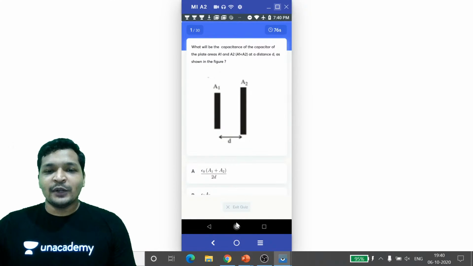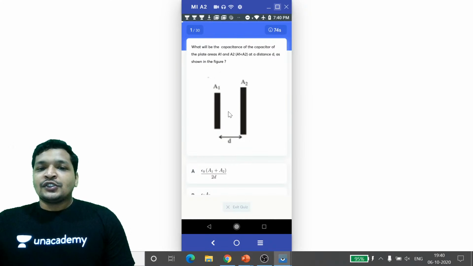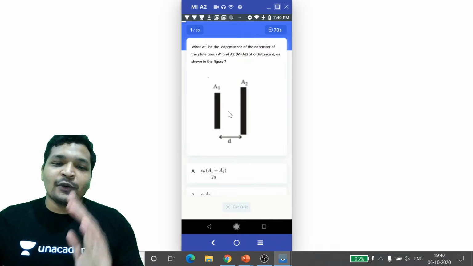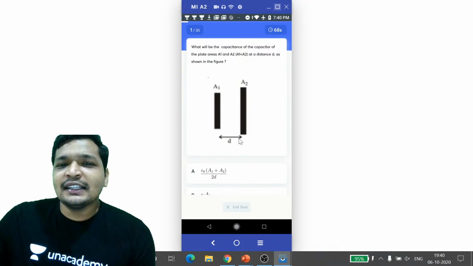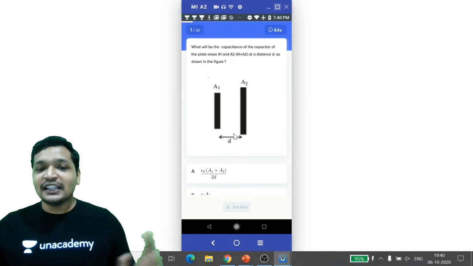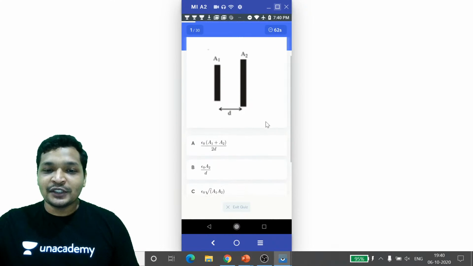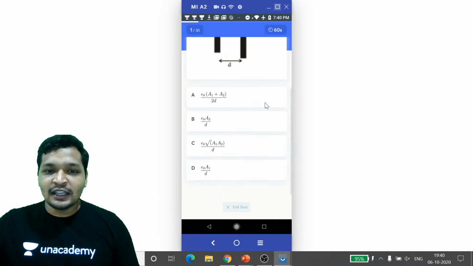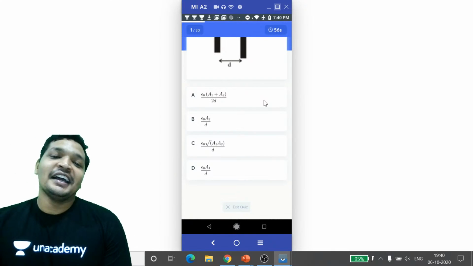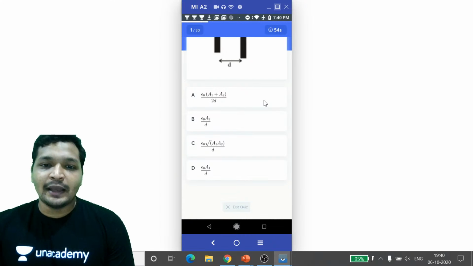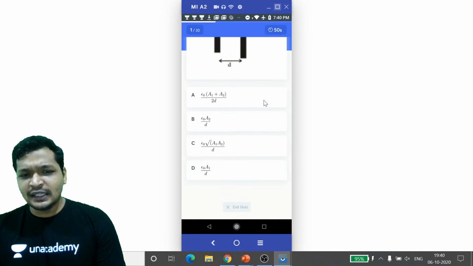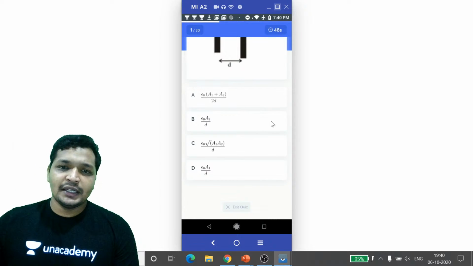A really interesting one. So there are 2 plates. Think about it carefully. It's a conceptual question, guys. It's literally a conceptual question. There is nothing to think very hard on this. I believe the options are epsilon naught A, epsilon A1 plus A2 divided by 2D, epsilon A2 divided by D, epsilon under root A1 A2 divided by D, epsilon A1 divided by D.